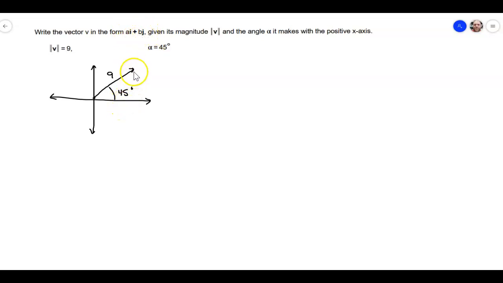Now a is really just going to be the x component of the ending point of this vector. So it's going to be this x right here, or I should write that as our a. And our b is really just going to be the y component of this vector form there. So this is ai plus bj.